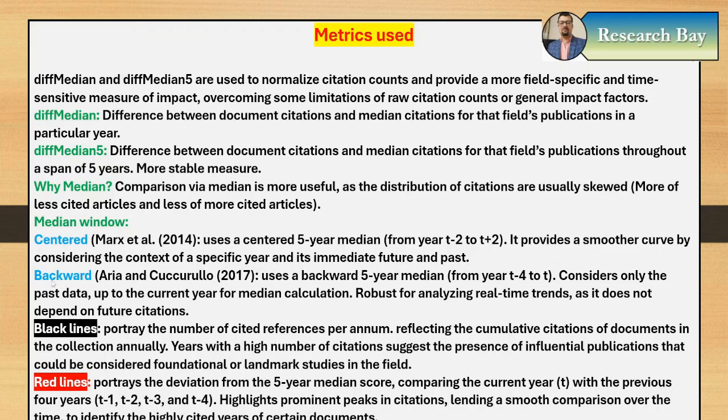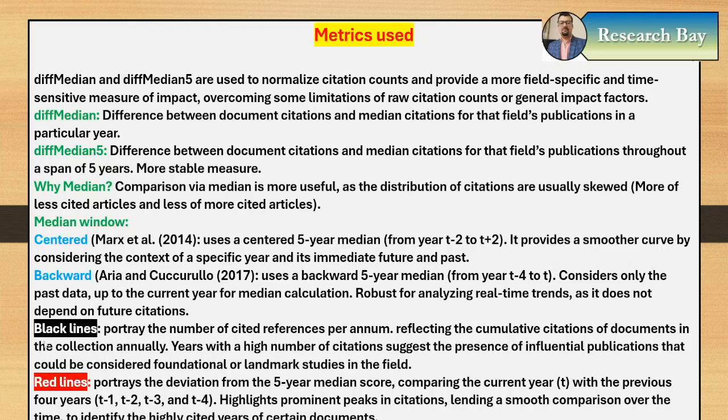The other is backward integration. Now this is a 5-year median from the current year till the last 4 years. So the last 4 years and the current year make 5 years. It considers only the past data up to the current year for median calculation. This is robust for analyzing real-time trends as it does not depend on future citations. So this is a better method, and by default the backward method is activated in BiblioShiny.